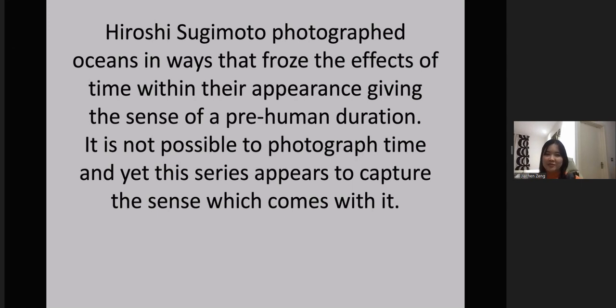Okay, keep reading. Hiroshi Sugimoto photographed oceans in ways that froze the effects of time within their appearance, giving the sense of a prehuman duration. It is not possible to photograph time, and yet this series appears to capture the sense which comes with it.